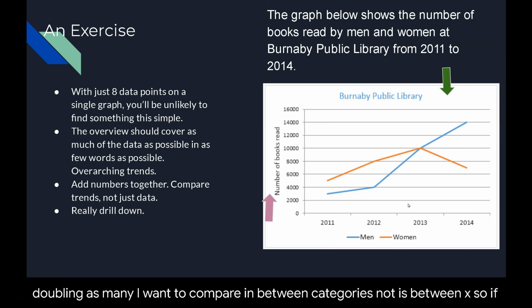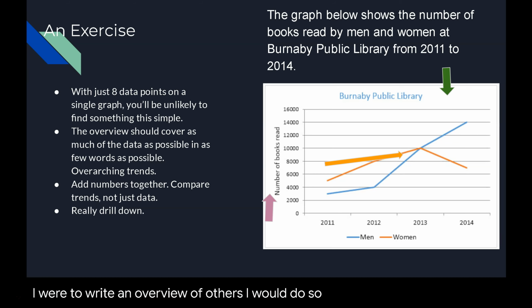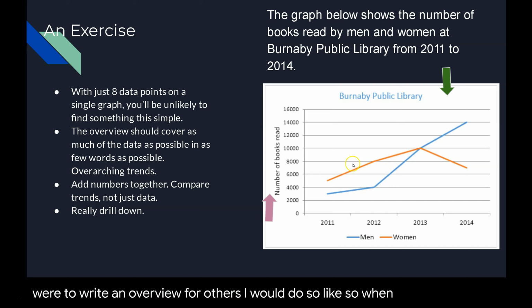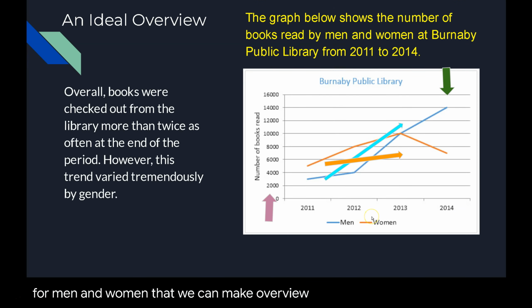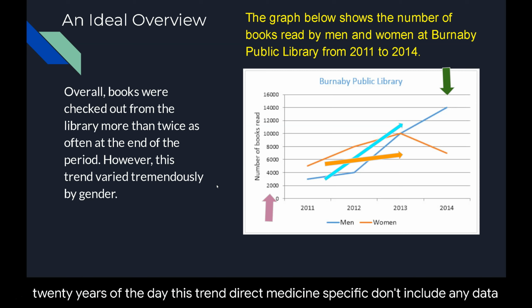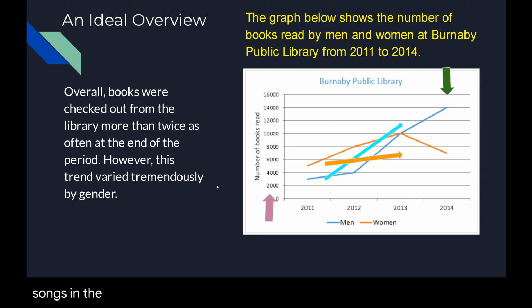So if I were to write an overview for this, I would do so like so. So here's my overview. Overall, books were checked out from the library more than twice as often at the end of the period compared to the beginning of the period. However, this trend varied tremendously by gender. Note, what do you not include in your overview? Specifics. Don't include any data, like years, even years. That doesn't belong in the overview. That belongs in the body paragraphs.